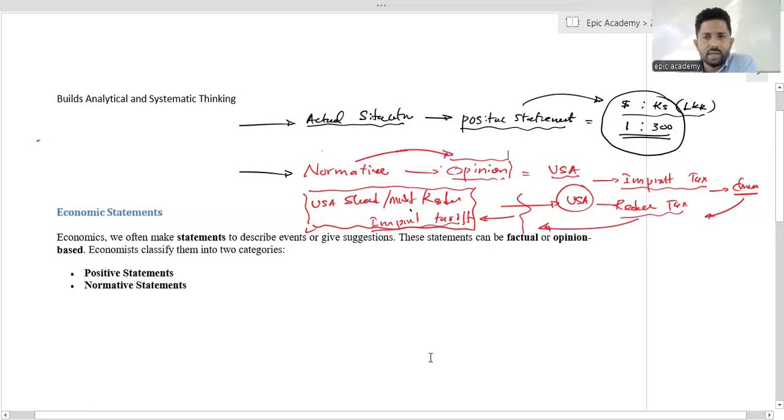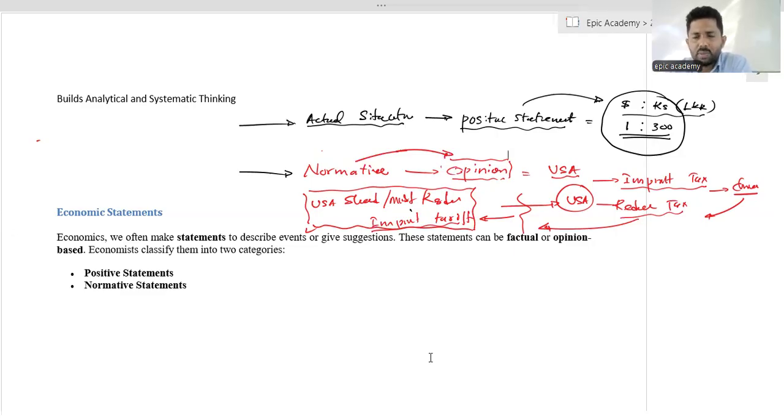But it is not actual situation. So now you can identify the main difference between a positive statement and a normative statement. A positive statement always describes the actual situation: what happened, what will happen, and what is happening in the economy. It is described by the positive statement.